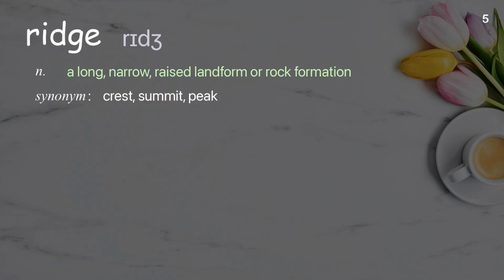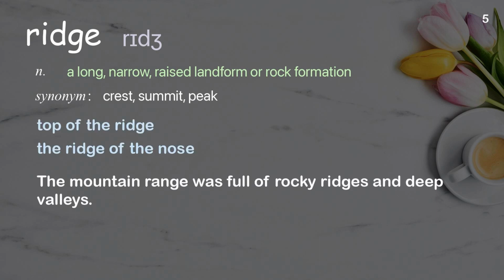Ridge. A long, narrow, raised landform or rock formation. Examples: Top of the ridge. The ridge of the nose. The mountain range was full of rocky ridges and deep valleys.